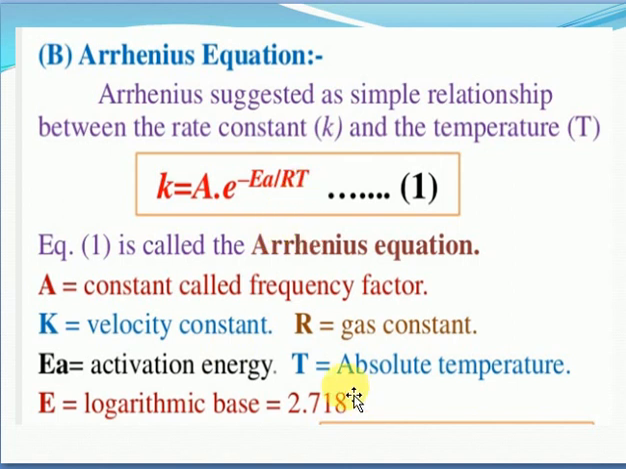T stands for absolute temperature. Temperature you must always take in kelvins only. R is called the universal gas constant. According to the Arrhenius equation, K is equal to A e power minus Ea by RT. Remember, A is a constant, and K depends upon the temperature only.